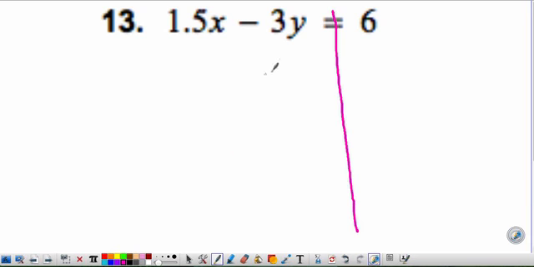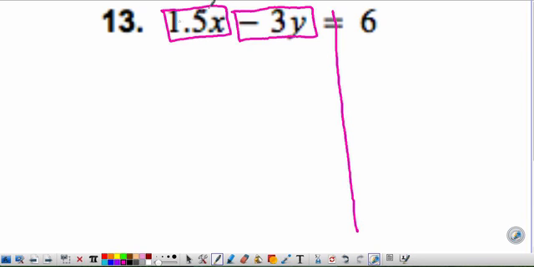Now, the directions for 11, y'all aren't with me. The directions for 11 are the same thing with this one. So we're solving for y. So I want to get y all by itself. So I know I got to deal with this negative 3 being multiplied by y, and I got to deal with this 1.5x.